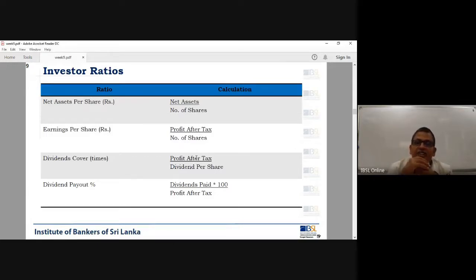The other one is investor ratios. Investor ratios are normally of interest when you are an existing investor or potential investor, or if you are a stock market investor. When you are making an investment in the stock market, first you will calculate these ratios and make the decision. The first one is the net assets per share ratio.